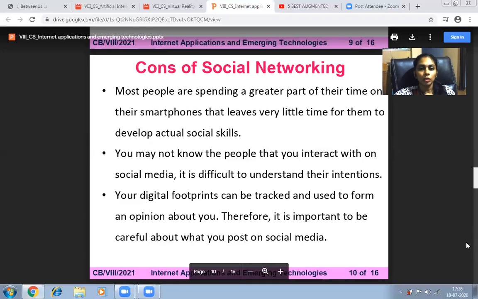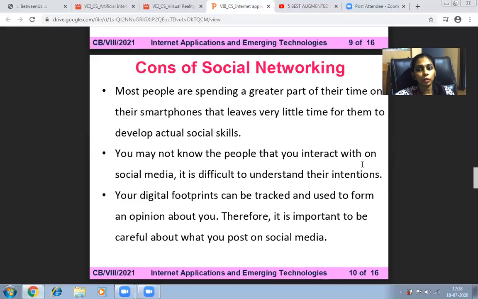And what happens? You may not know the people that you interact with on social media. It is difficult to understand their intentions. Yes, I agree. Not everyone is bad, but at the same time, a person might have some intentions in becoming a friend to you on a social networking website. So we cannot judge them. We may not know what their intentions are.